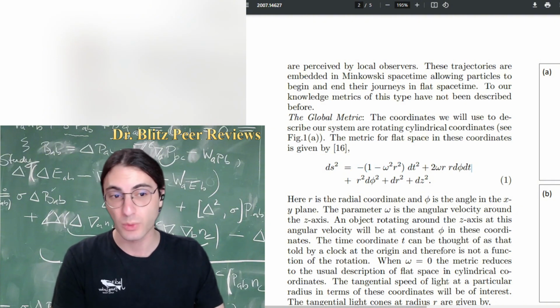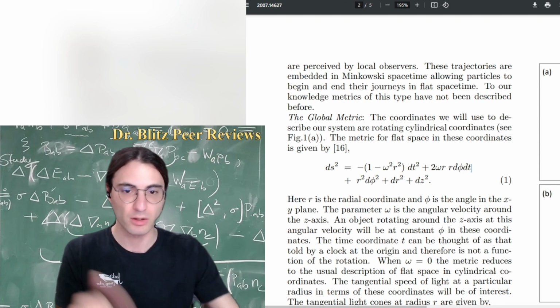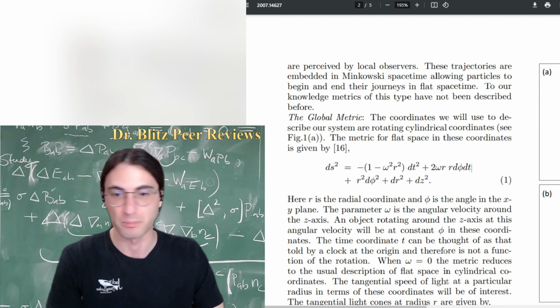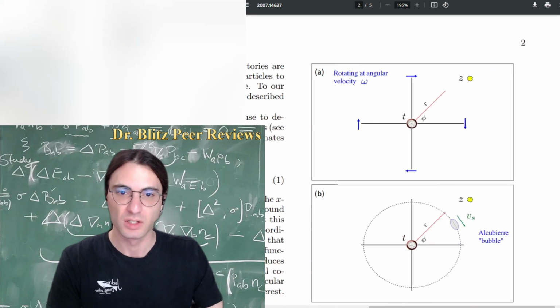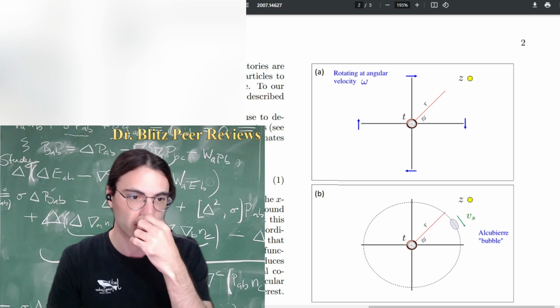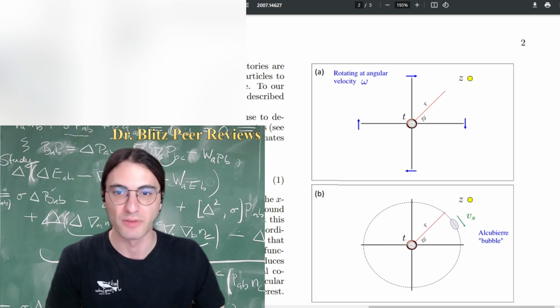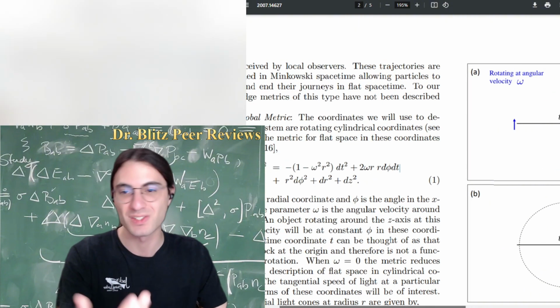And then you have dr squared, which is just the normal length squared. That's your, say, b squared. And then you have a dz squared because we're in 4 dimensions. So you need a distance away from the center, you need an angle, and then you need a height, say above the screen. So that's 3 spatial dimensions, then you have time.